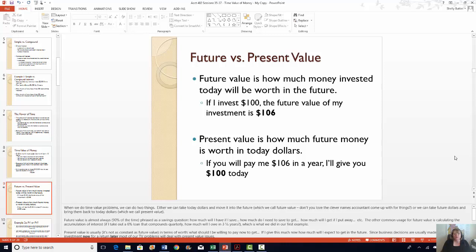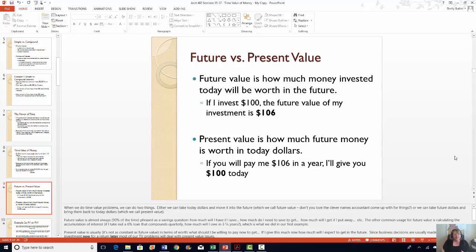So, yeah. And that's just, if you have $100 today, the value of your investment will be more in the future, provided it goes up. And now, present value is how much future money is worth in today's dollars. So if you will pay me $106 in a year, I'll give you $100 today. So your money is not going to be worth as much, but what is that value in the future today?